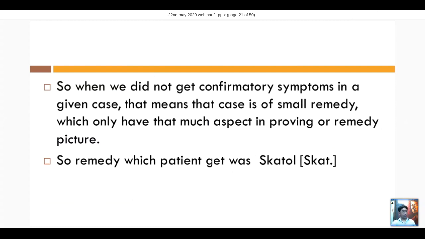So when we do not get a confirmatory symptom in a given case, that means the case is not of a polycrest, but rather of a small remedy, which only has that much aspect of the patient in the proving or remedy picture. The remedy which was given to this patient by another homeopath was Scatol. It is prepared from human feces.